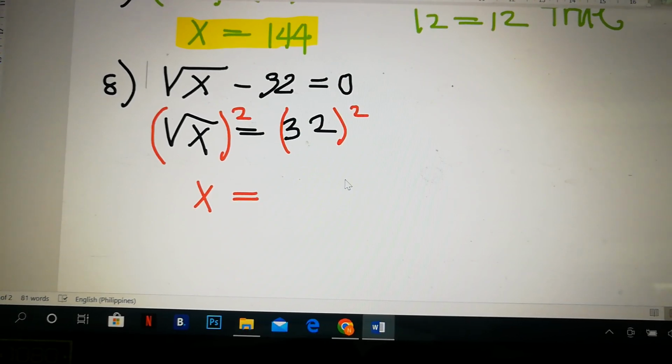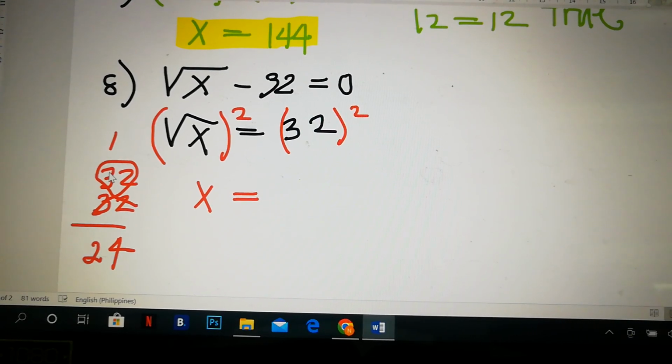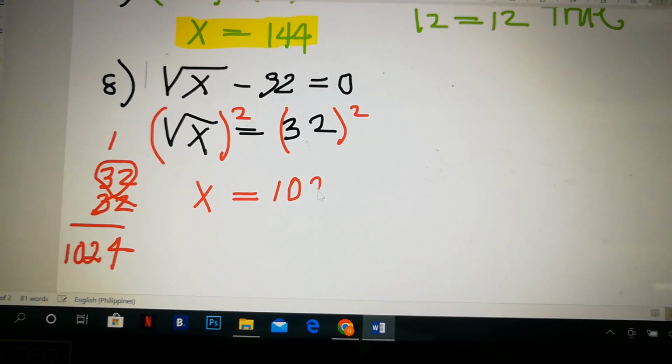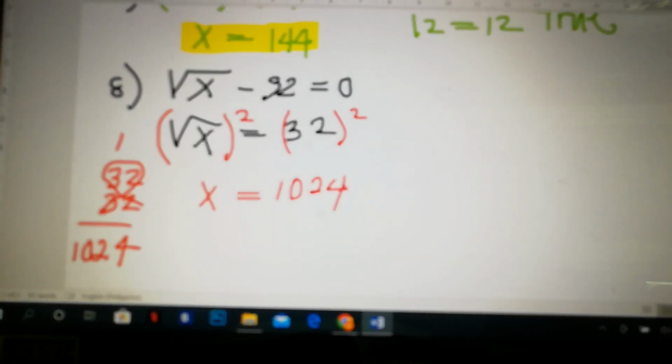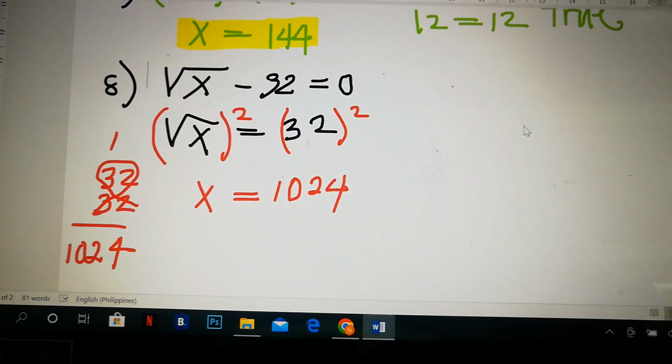And 32 times 32: 2 times 2 is 4, 6 plus 6 is 12, carry 1, 3 times 3 is 9 plus 1 is 10. So 1024. The value of x is equal to 1024.